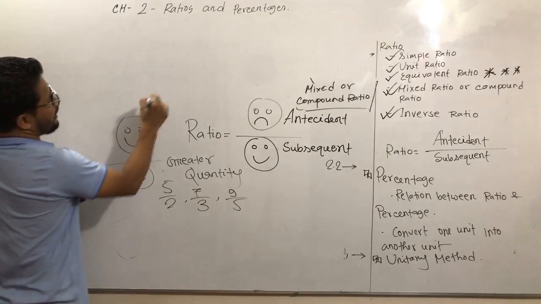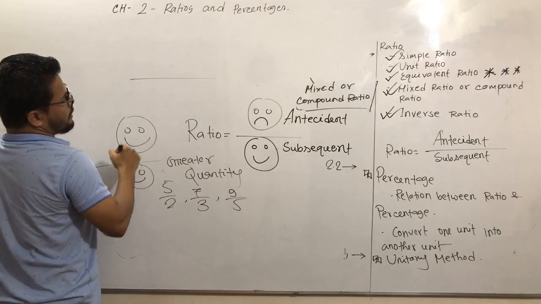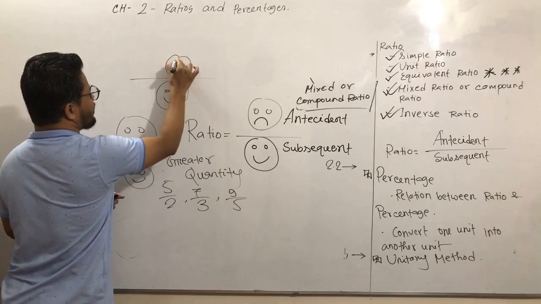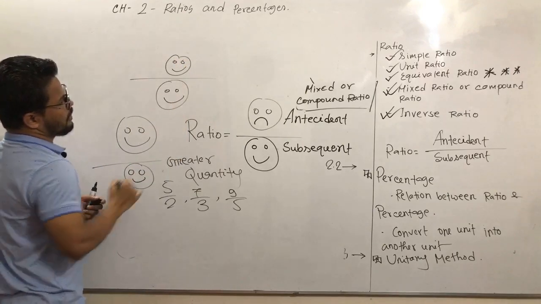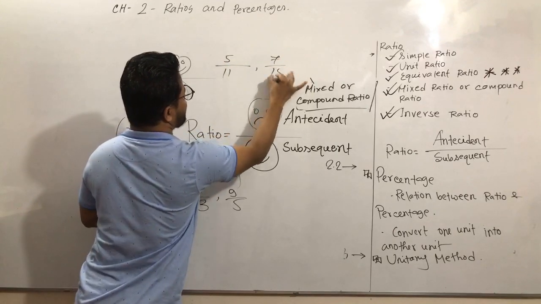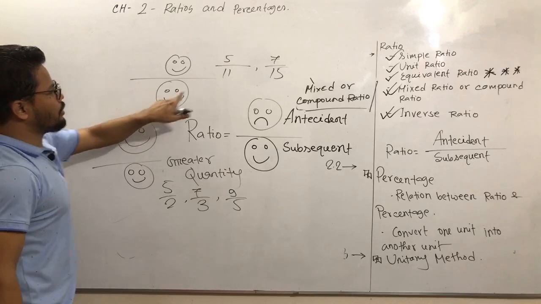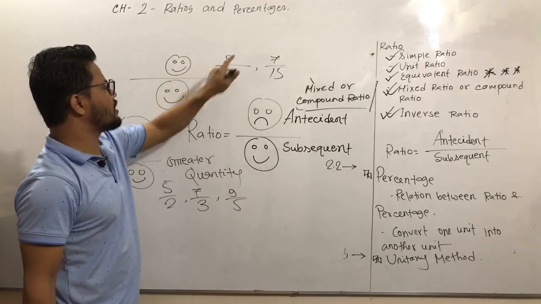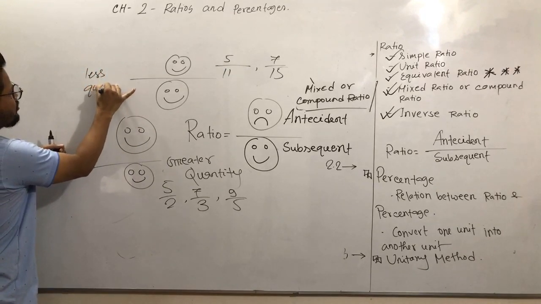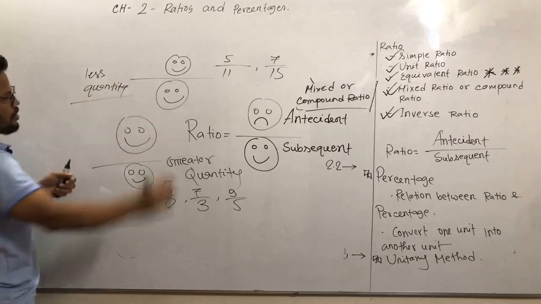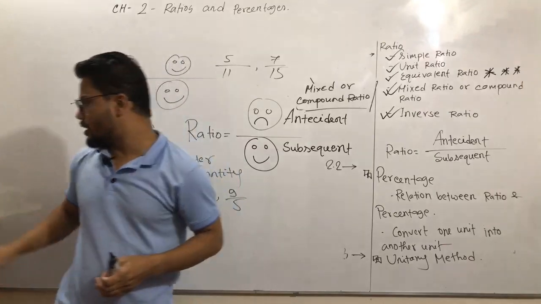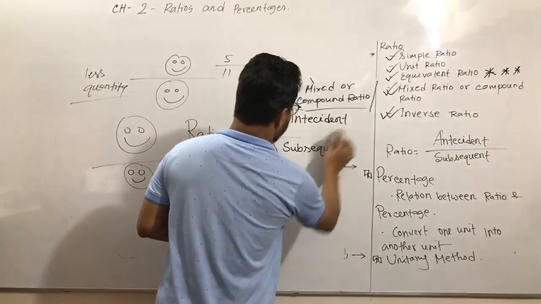But when you see here the subsequent part is greater, but the antecedent part is smaller, like 5 by 11 or 7 by 15, here the subsequent part is greater and the antecedent part is smaller. Then this will be less quantity, the less quantity ratio. So I think all of you know about ratio. Now let me explain the percentage.